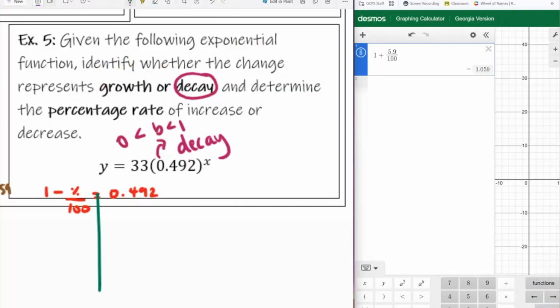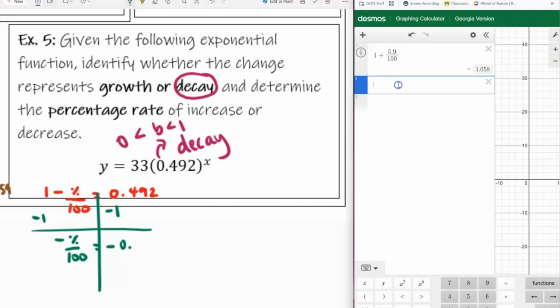So now what I'm going to do is, again, use my middle school math to solve my equation. Again, divide by 100 is not over the whole thing. So how do I get rid of just this? I would subtract 1. So that goes away. I'm going to have negative percent over 100 equals negative 0. And that one I do need to do in the calculator.